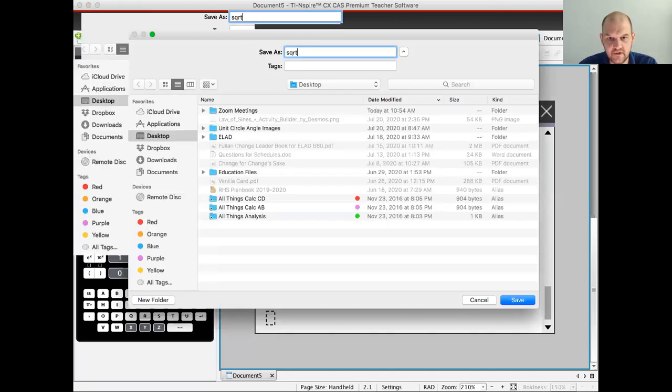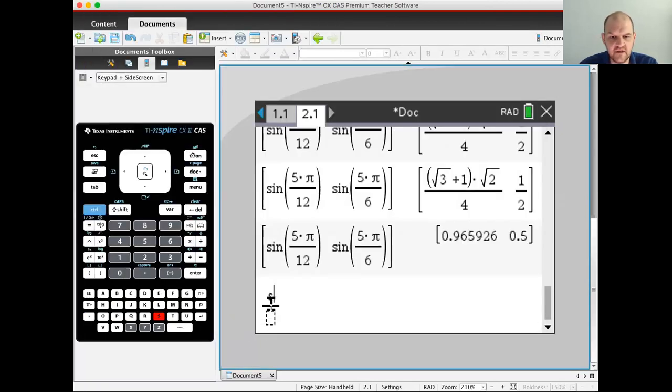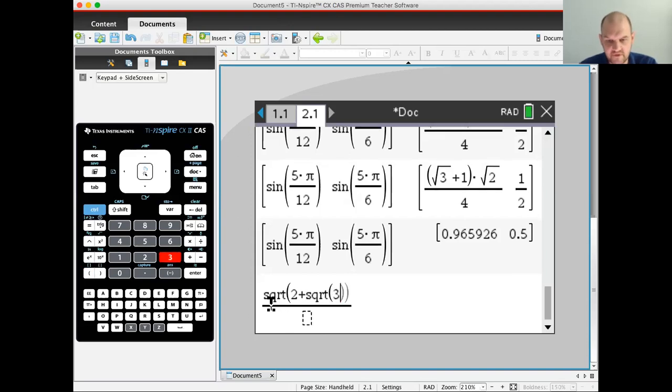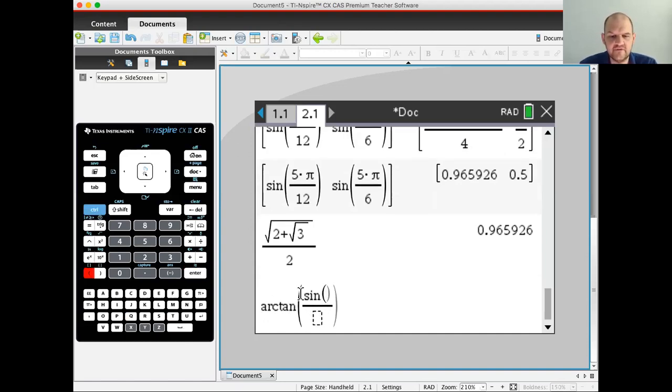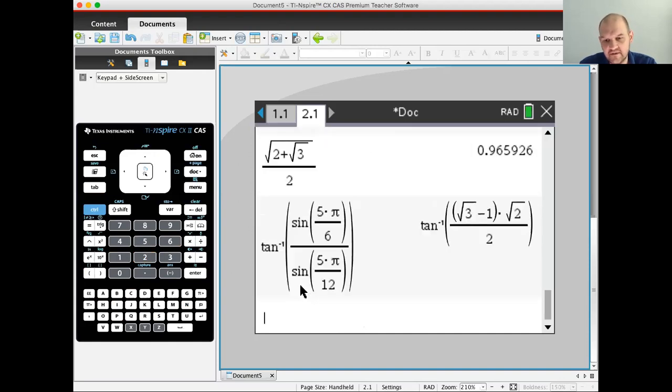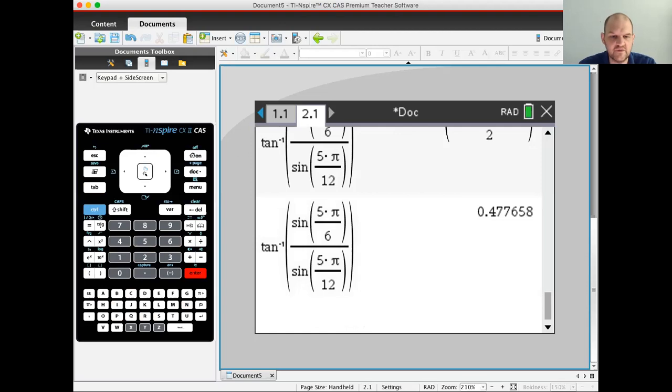Let's just check. Square root of 2 plus square root of 3 over 2 is 0.9. So we got that right. That's good. And then I can think of two ways to get the angle. I can do arctan of sine of 5 pi over 6, sine of 5 pi over 12. So what's the exact value of that? Okay, or this, the approximate value.